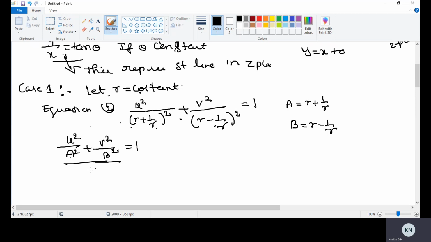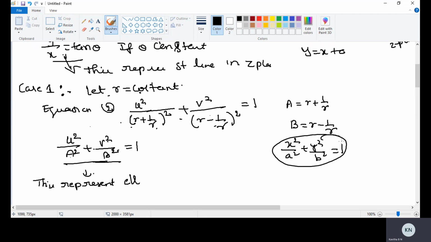Observe here, this represents an ellipse in the w plane, x square by a square plus y square by b square is equal to 1. This is the general form of an ellipse.